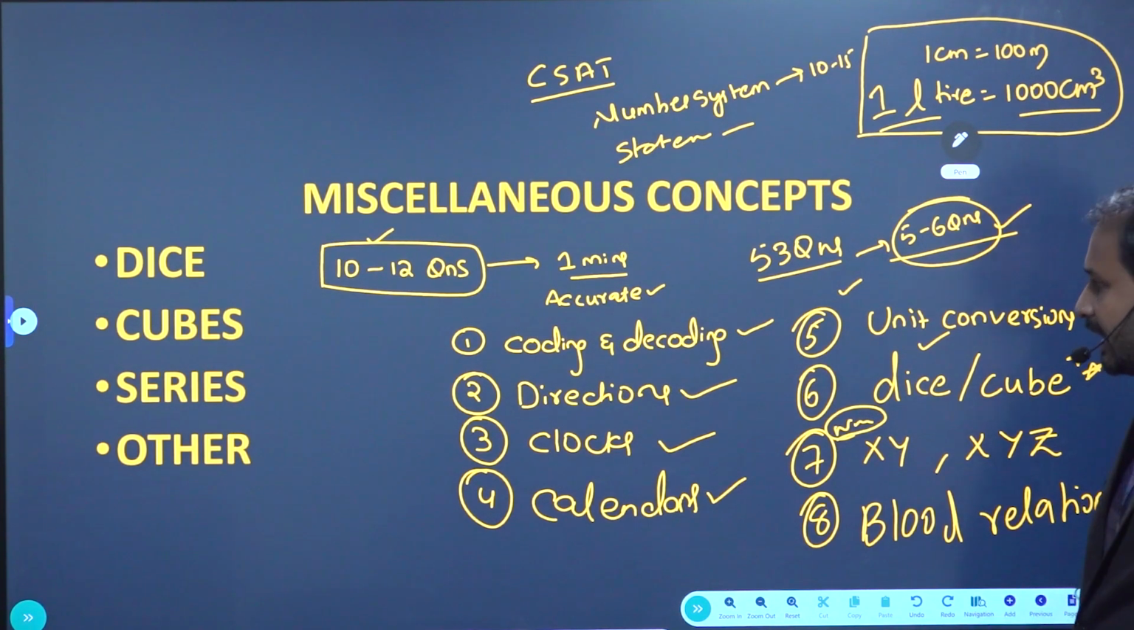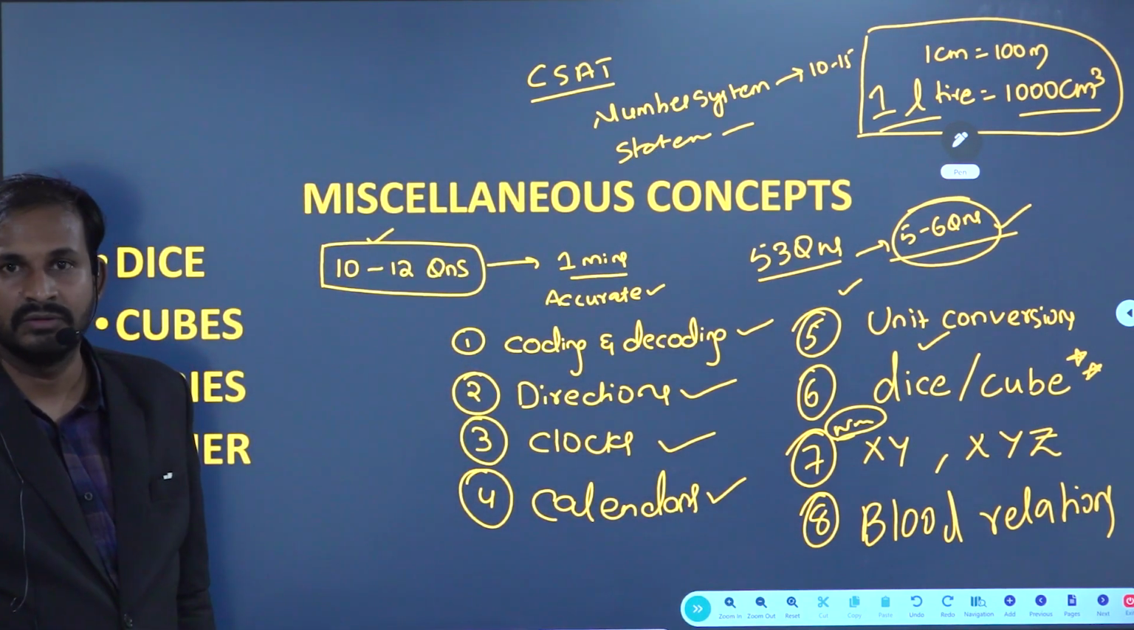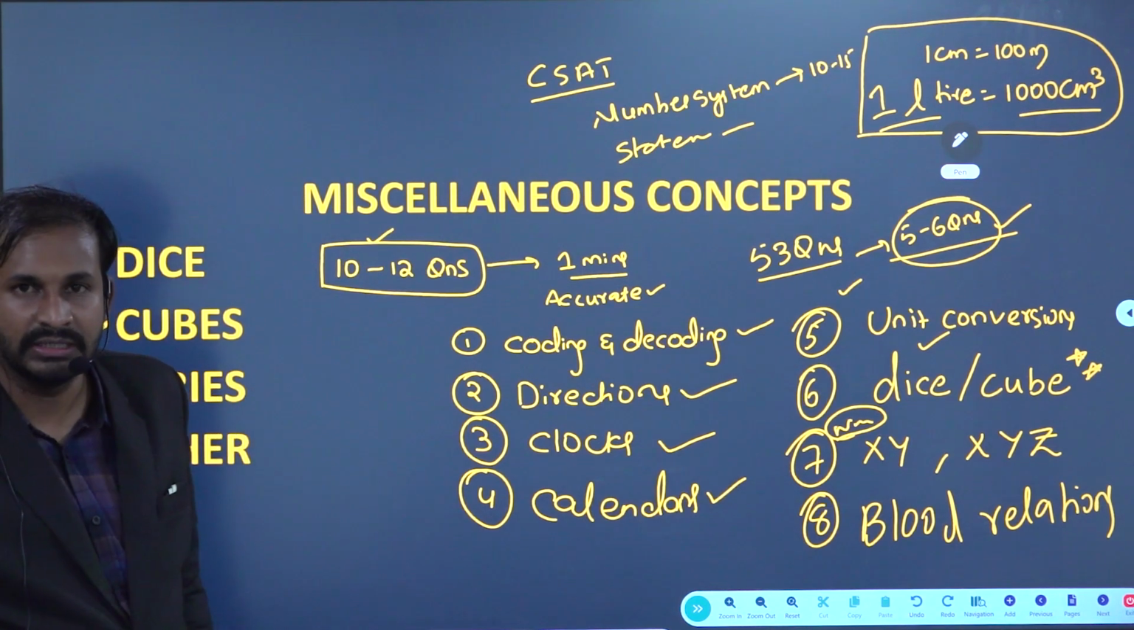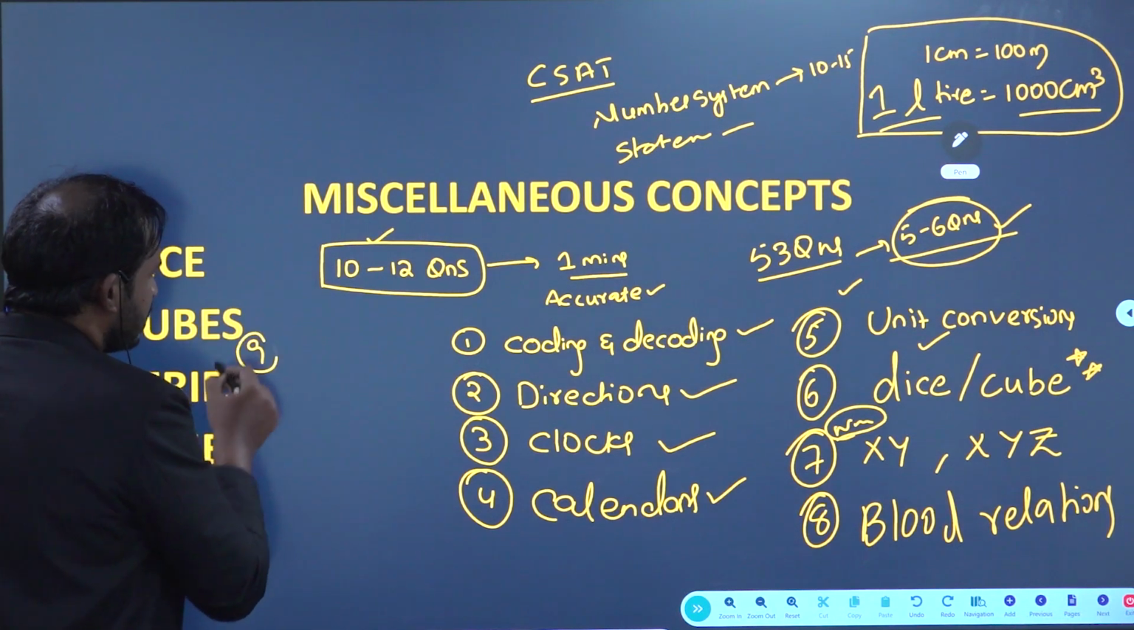Blood relations. At any cost, you should not lose marks from blood relations also. Understood? It is a very simple one they will ask. Read the question properly and try to solve that one carefully. Okay, next, what are the other concepts?